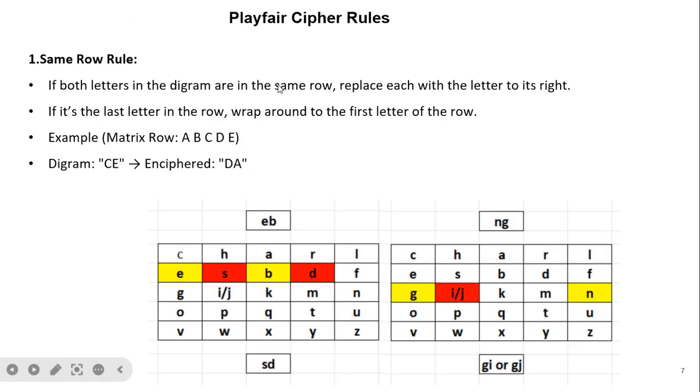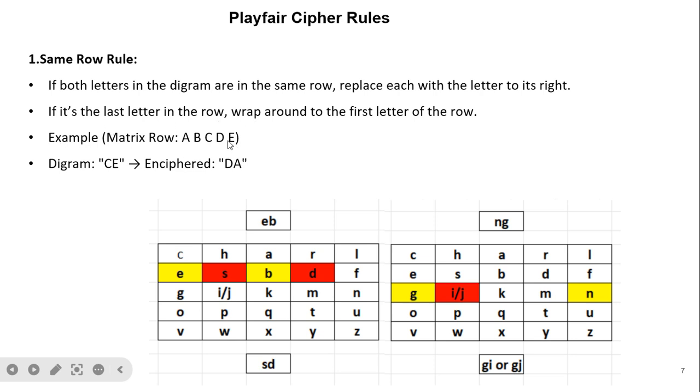Now we will go for the encryption. For encryption 3 rules are there: same row, same column, and different row and column. So first we will see the same row. If both letters in the digram are in the same row, replace each with the letter to its right. If it is the last letter in the row, wrap around to the first letter of the row.